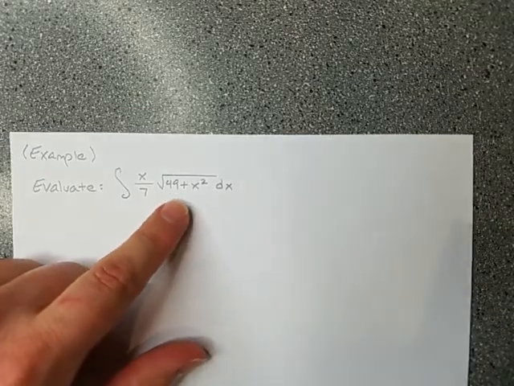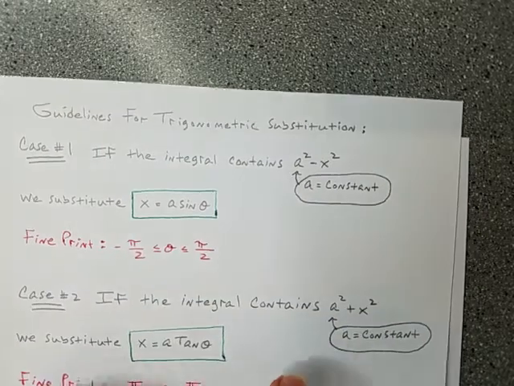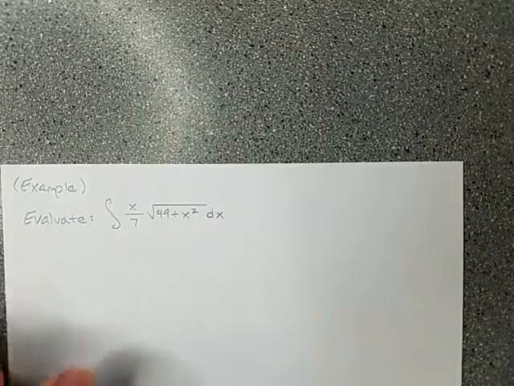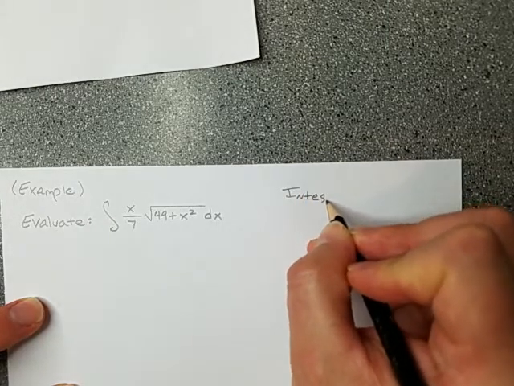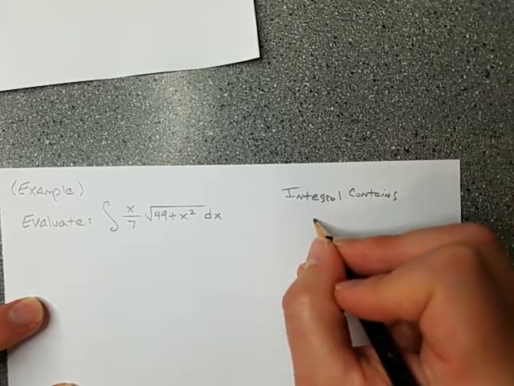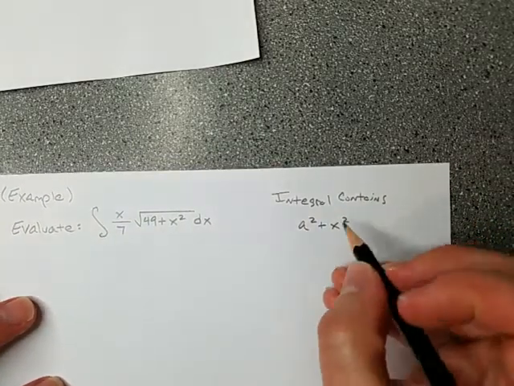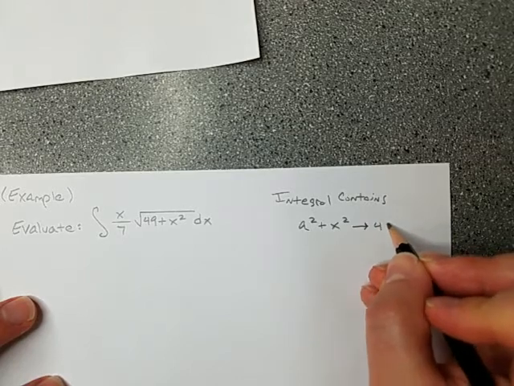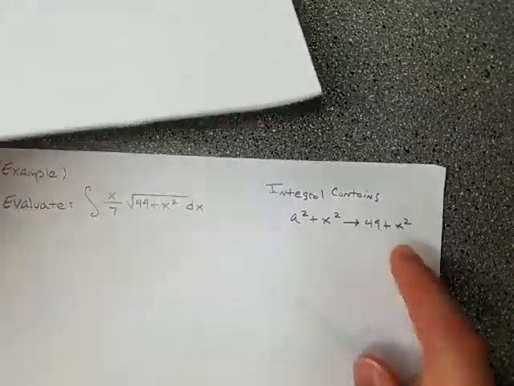So I look at this problem, and I just want to see how it fits in here. The integral contains either a difference of squares or a sum of squares. This one contains a sum of squares, right? So let's put it down that way. The integral contains a squared plus x squared. It contains a sum of squares in the form of 49 plus x squared. So yes, it has a sum of squares.